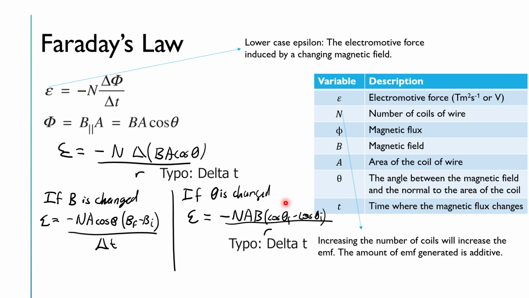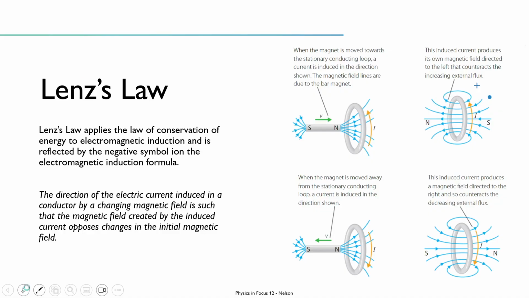So something that you may have noted while looking at some of these equations is that when we have Faraday's law, we can see that the EMF is always negative. And this is due to Lenz's law, which is a little bit more of a conceptual law in a way. Essentially, Lenz's law is applying the law of conservation of energy to electromagnetic induction. And again, we can see that in the negative symbol on the electromagnetic induction formula.